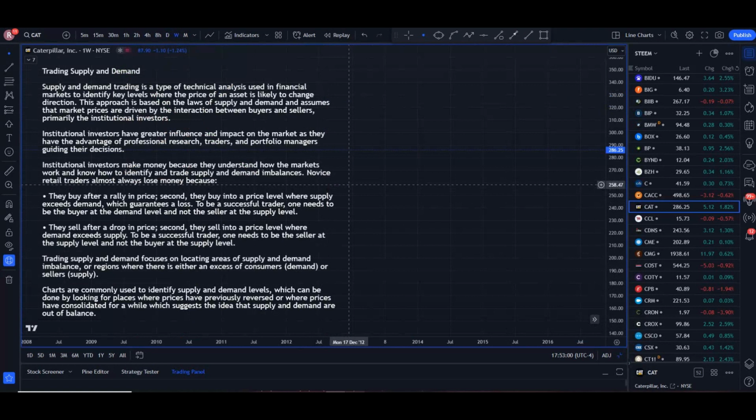So what is trading supply and demand actually? Supply and demand trading is a type of technical analysis used in the financial markets to identify key levels where the price of an asset is likely to change direction. This approach is based on the laws of supply and demand and assumes that market prices are driven by the interaction between buyers and sellers, primarily the institutional investors.